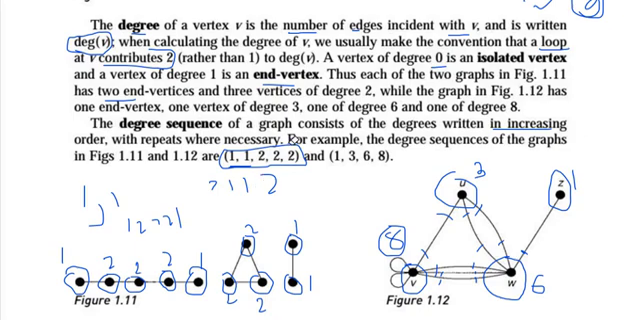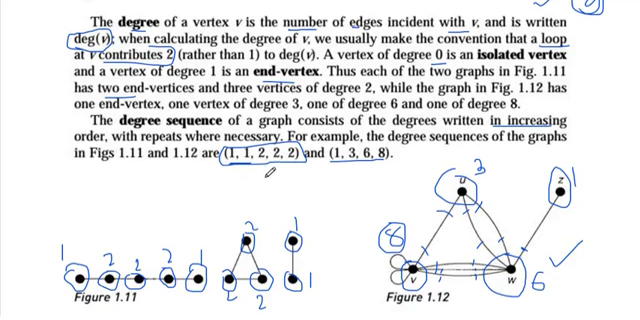If there are 3, then next we have 3. And for this figure, we have to write down 1, then 3, then 6, and then 8, in increasing order. And if there are 2 the same, then you have to write down the number twice. So 1 1 2 2 2, like this. So that is the degree sequence.